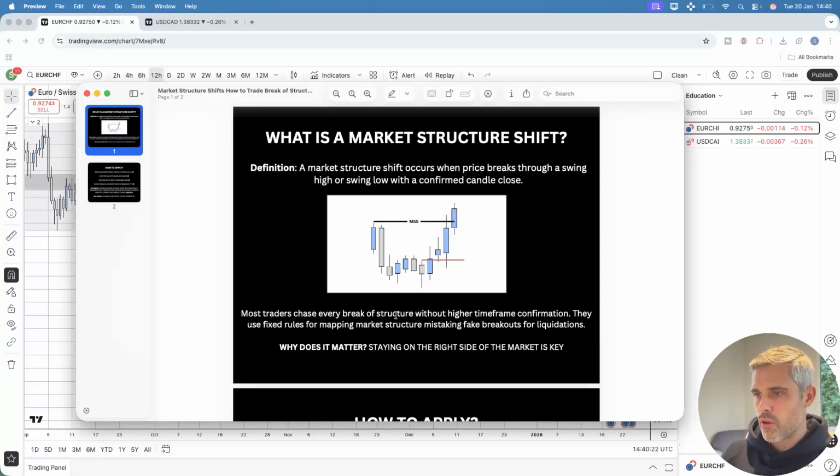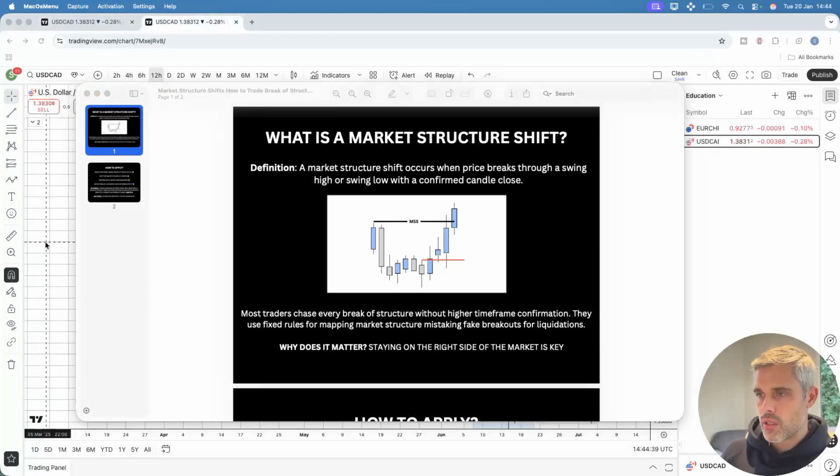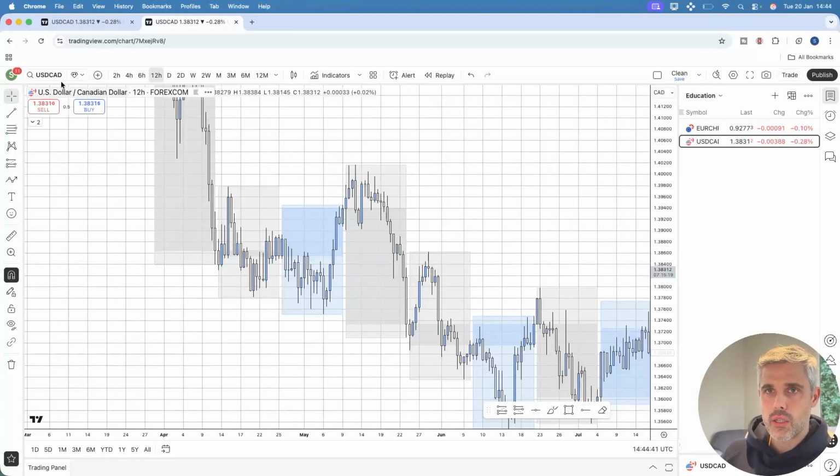Most traders chase every break of structure without higher time frame confirmation. They use fixed rules for mapping market structure, which means that they mistake fake breakouts for liquidations. It matters because staying on the right side of the market means you can get a lot wrong and still be a profitable trader. So let's take another look at USD CAD and a second example here.